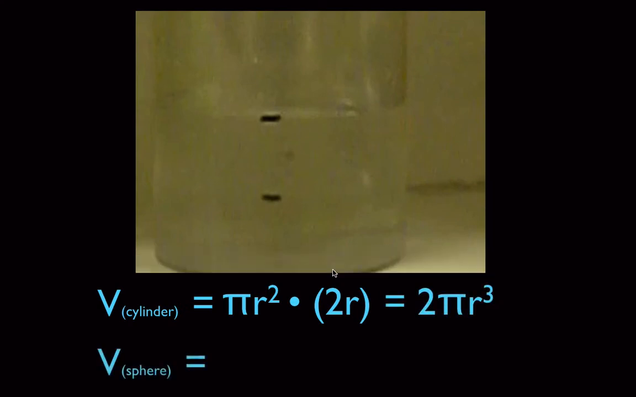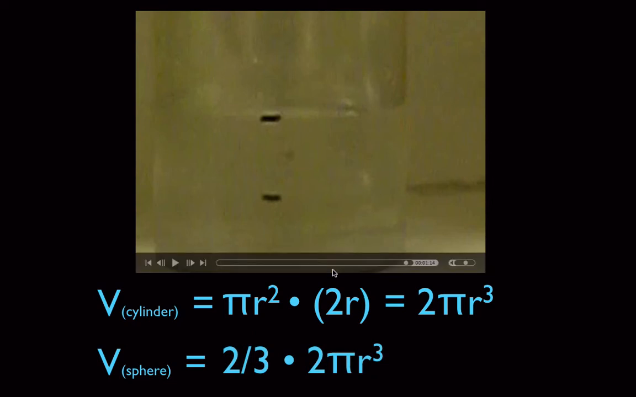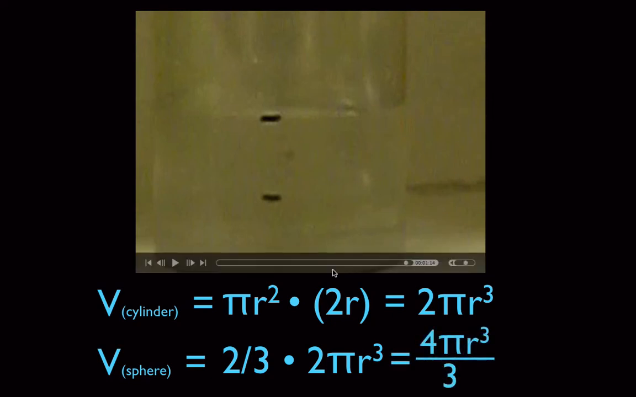Now, when I take a look at the volume of a sphere, I'm looking at the formula that I know to be true, which is 2/3 times 2 pi r cubed. Why? Because we just showed that it filled up 2/3 of the cylinder. So if the volume of the cylinder is 2 pi r cubed and the sphere filled up 2/3 of it, that's what we have right there. When we multiply 2/3 times 2, you get 4/3, which gives you the formula that we know to be the volume of a sphere.